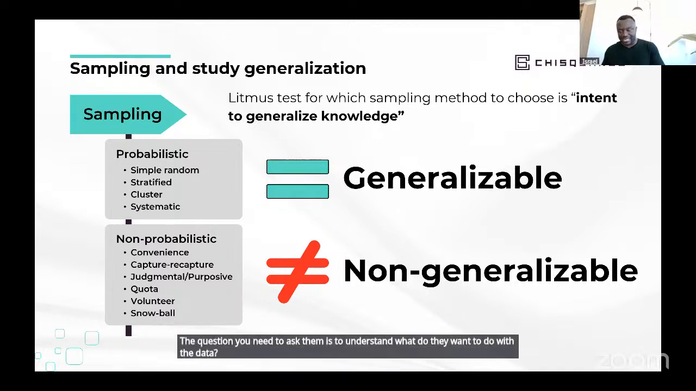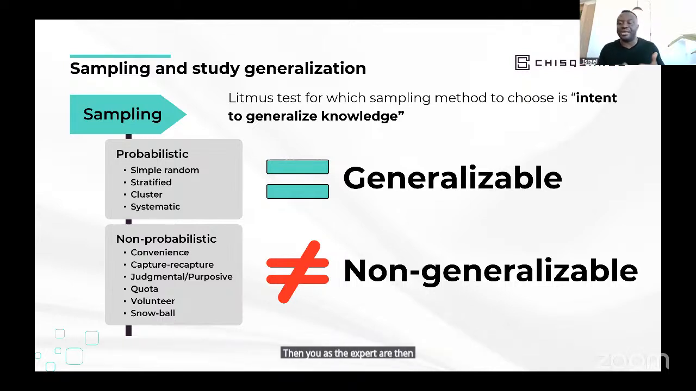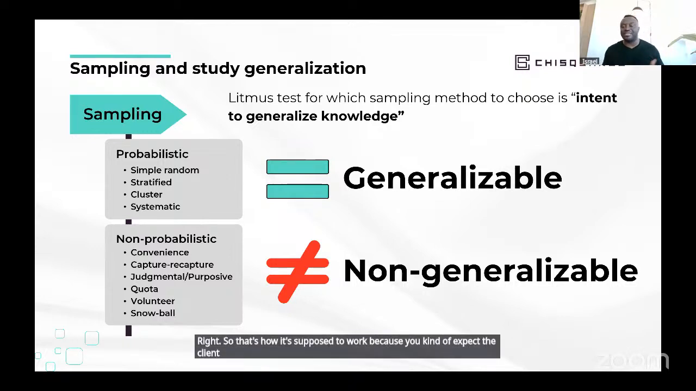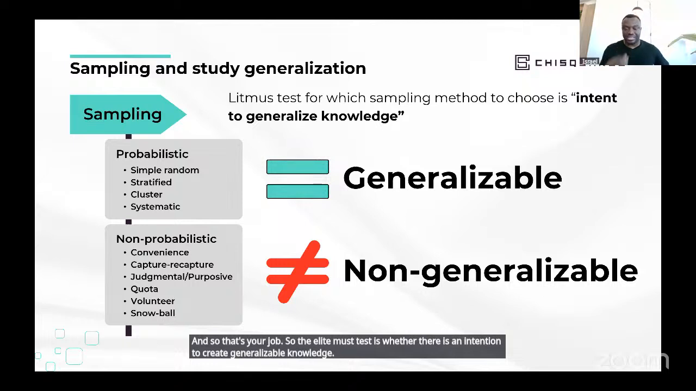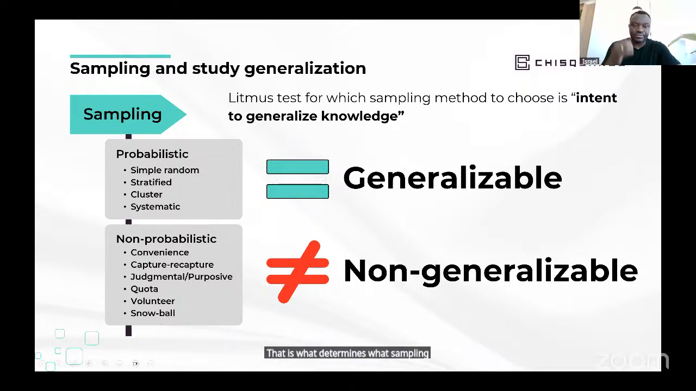The question you need to ask them is to understand, what do they want to do with the data? Then you, as the expert, are then supposed to tell them, all right, based on what you have said, here is what we can do, right? So that's how it's supposed to work, because you can't expect the client to now have an understanding of sampling methodology. And so that's your job. So the litmus test is whether there is an intention to create generalizable knowledge. That is what determines what sampling methods we can use.